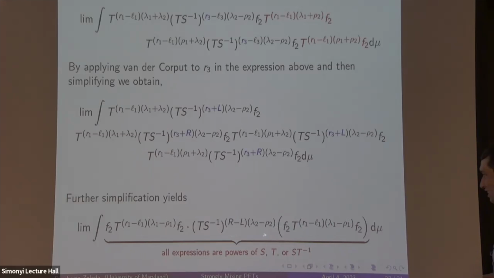Now, the reason this is valid is because if you see here, you have lambda 2 minus rho 2, and here you have lambda 1 minus rho 1. So you are allowed to separate between lambda 1s and lambda 2s.